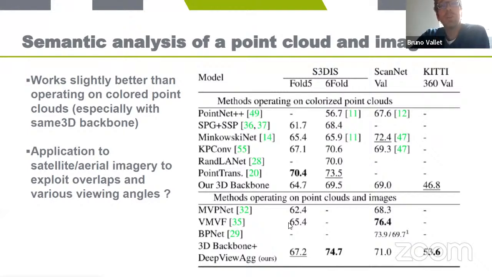So now the question we are looking at is, does this framework apply well to geospatial data with satellite or aerial imagery? Usually people process orthophotos, but in fact, if you have multiple views of the same area, maybe you can take advantage of these multiple views of the 3D geometry you're trying to extract in order to have a better semantic analysis of your scene.